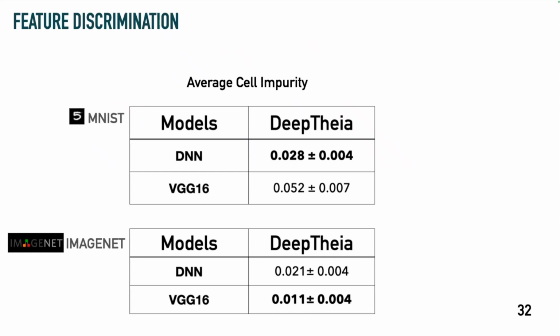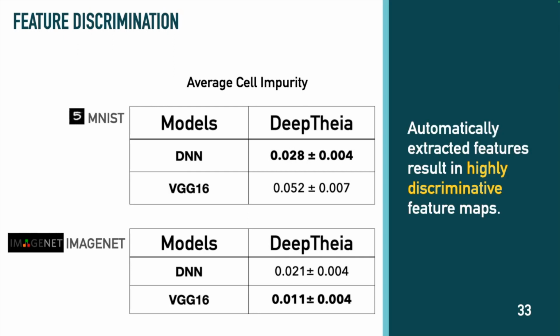And here you see that for both case studies, our approach was able to generate maps with very significantly low cell impurity. And we have results for two different feature extractors, the original deep neural network and the VGG model. Both of them were useful for extracting features, and they were able to generate highly discriminative feature maps.